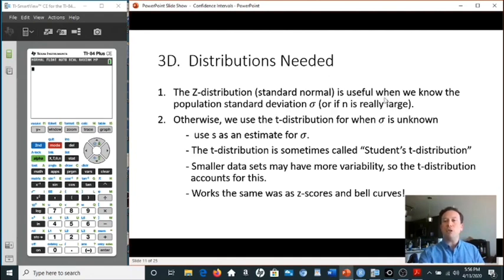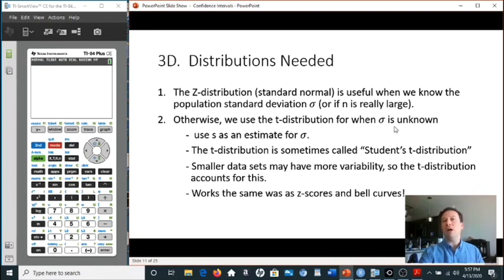First, the z-distribution is useful when we know the population standard deviation sigma, or if n is really large. If you recall, a lot of the problems that we were doing, we kept using mu and sigma, and that's because they satisfy the z-distribution. Now, if those do not exist, like if we do not know sigma, or if n is small, then we use what's called the t-distribution for when sigma is unknown.